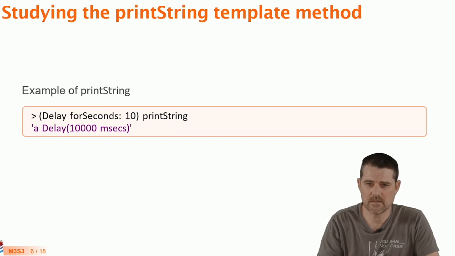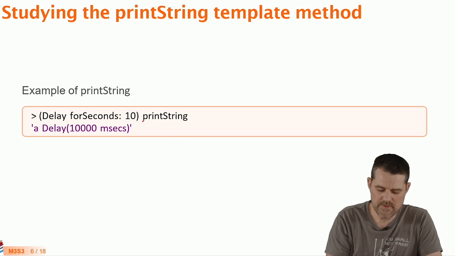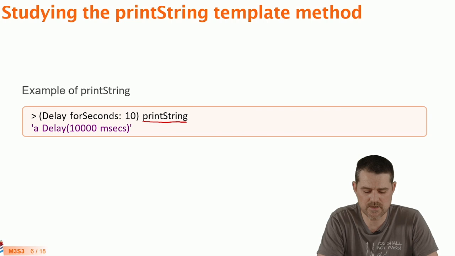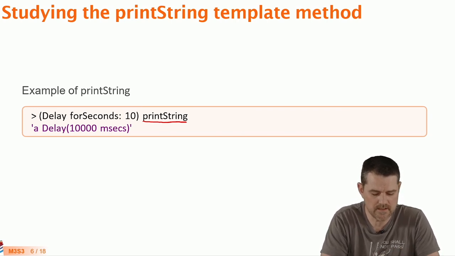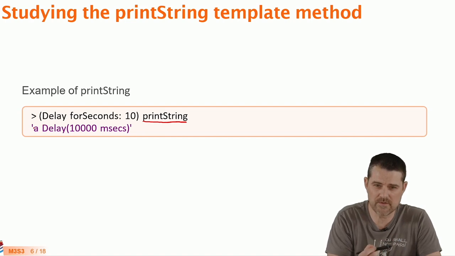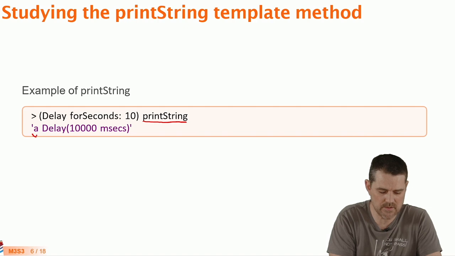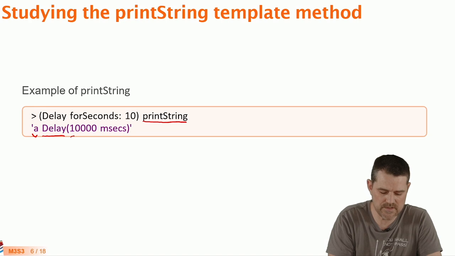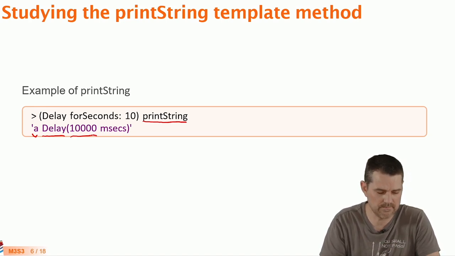Let's study this on a real example, real code from the Pharo library. For example, we will look at the printString implementation. If I send a printString message to an object, here this is a delay for a certain amount of seconds. For this delay, the printString method will return a string representation of the object. So it says this is a delay, an instance of the Delay class, and the duration of this delay is this amount of milliseconds.